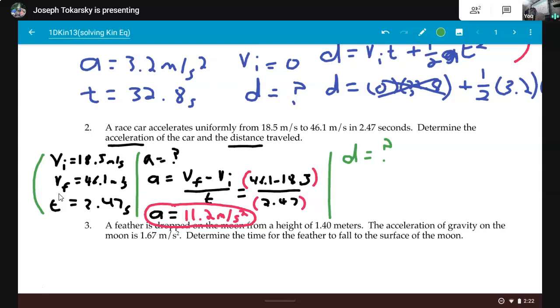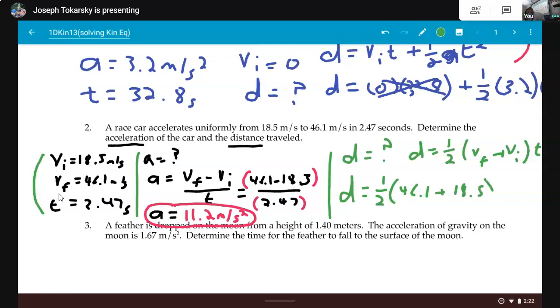So we use it in its main form that's at the top of the column. D equals 1/2 (VF plus VI) times T. We just plug in the numbers and run them carefully. So that would be (46.1 plus 18.5) multiplied by 2.47. Write it on here. And I'm writing over the next one, but we skipped this one anyway.